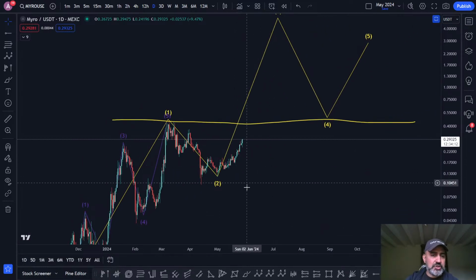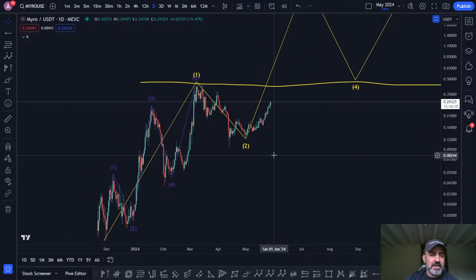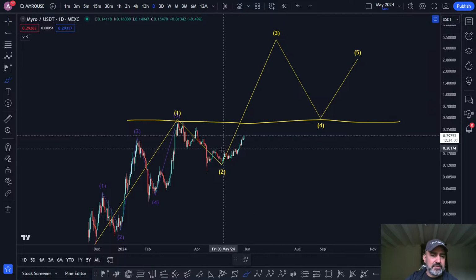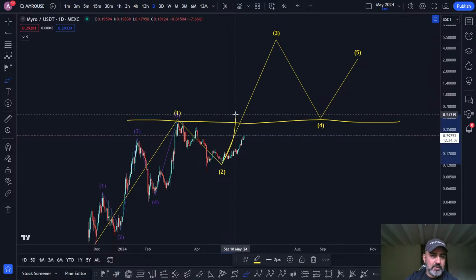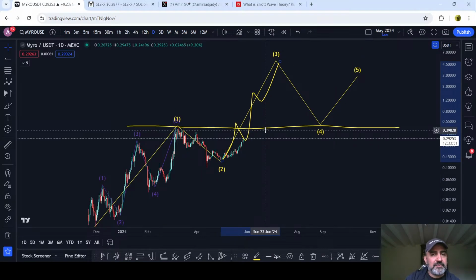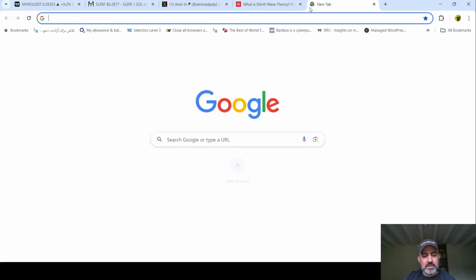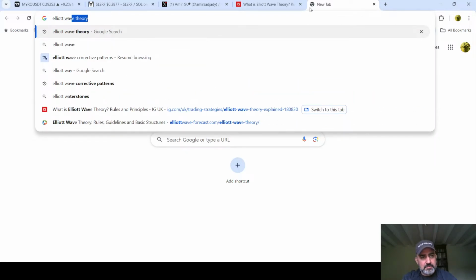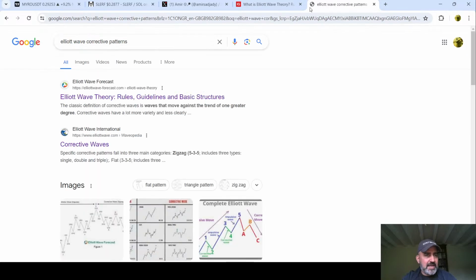And so the other thing to do is to count the corrective waves. While the impulsive waves are 5 waves, 1, 2, 3, 4, 5, so we'd be expecting a 1, 2, 3, 4, 5, the corrective waves can be a combination of different types of corrections, okay? And there's quite a few, and you don't necessarily have to memorize them, but you should know some of them. And so just have a look at the corrective patterns.